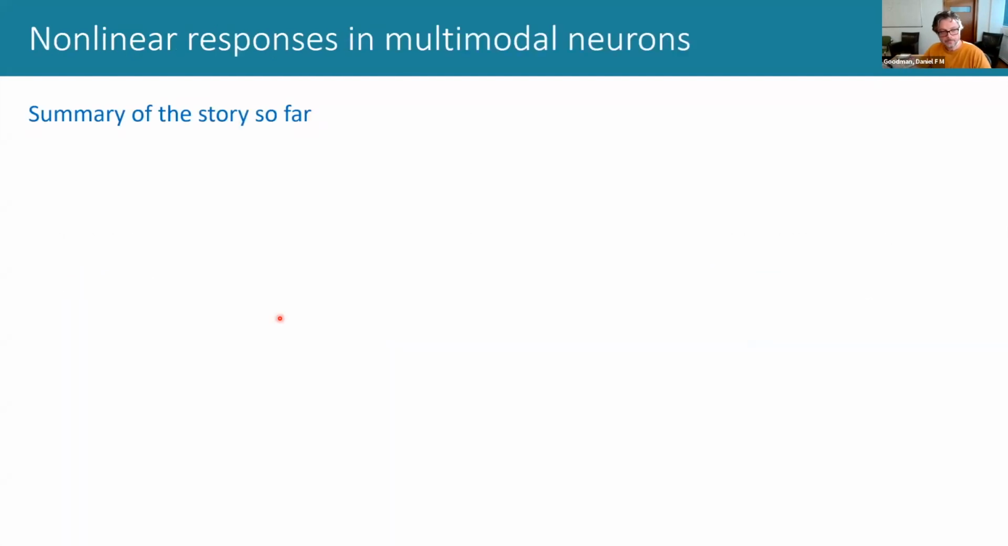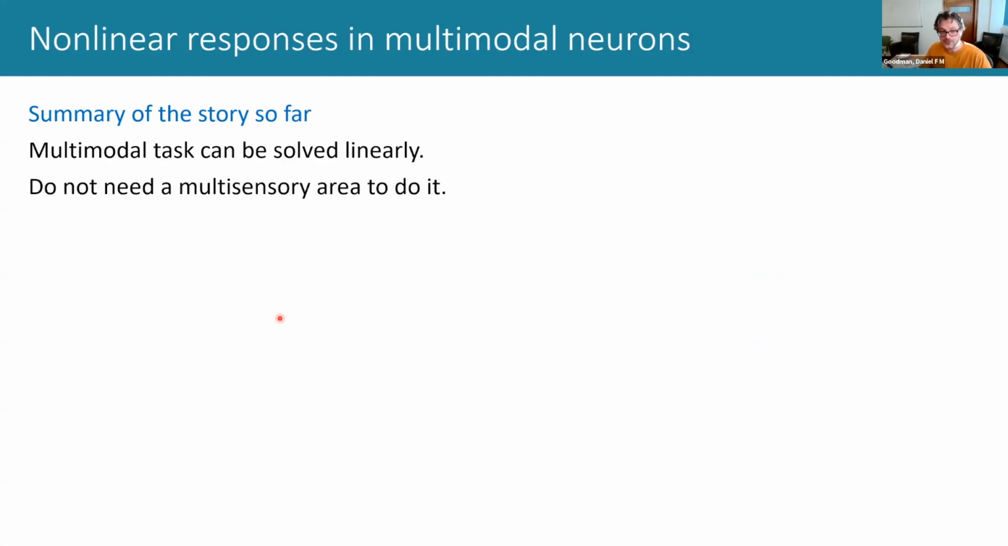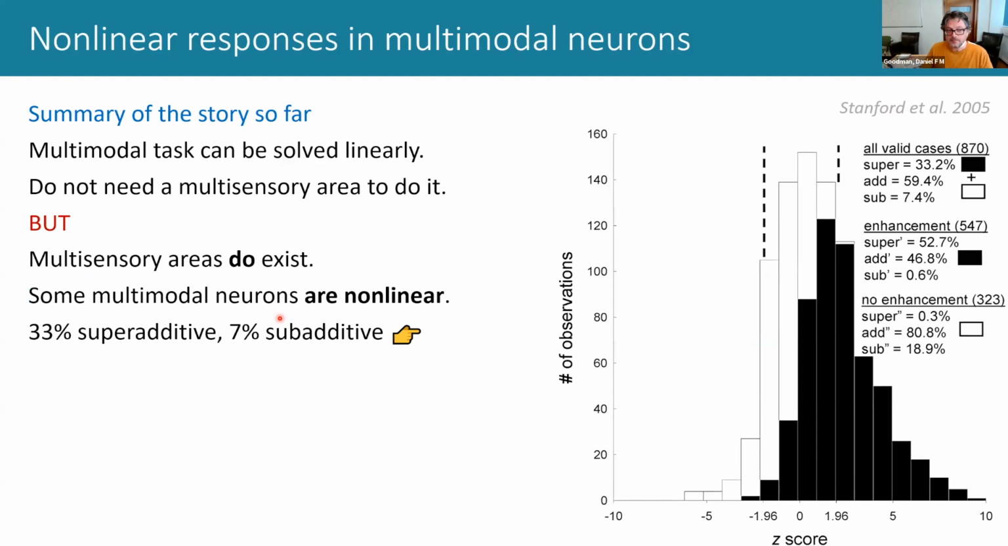All right. So to summarize the story so far, there's a multimodal task which you can solve linearly. You don't need a multisensory area to do it. But multisensory areas do exist in the brain, and they have lots of nonlinear units in them. So this is a 2005 paper showing the additivity of units in, actually, I don't remember what animal this was in, but in some animal. And you can see, so linearity would be 0. You can see that most of the units are super additive. That is, if they have 2 inputs, the output is bigger than you would expect by summing the 2 inputs separately. And a few are subadditive.